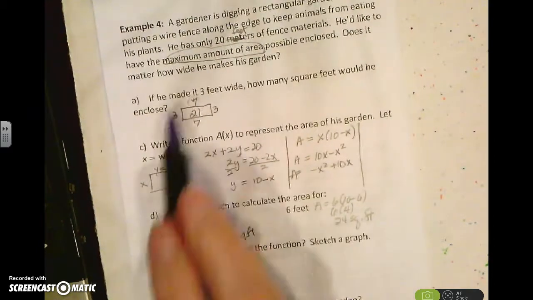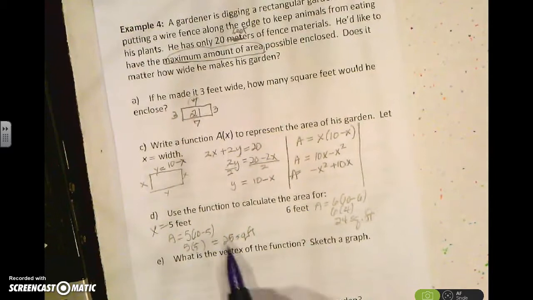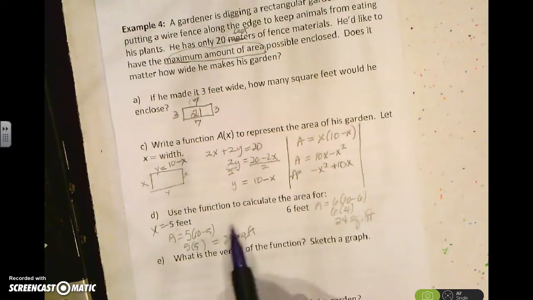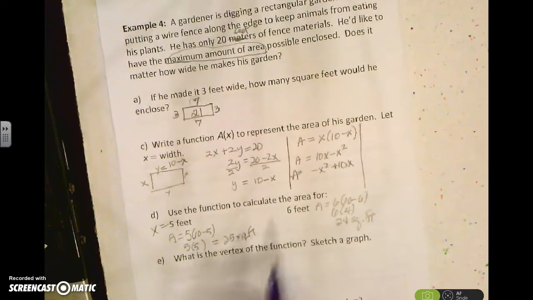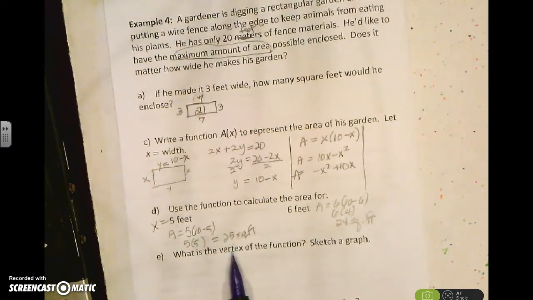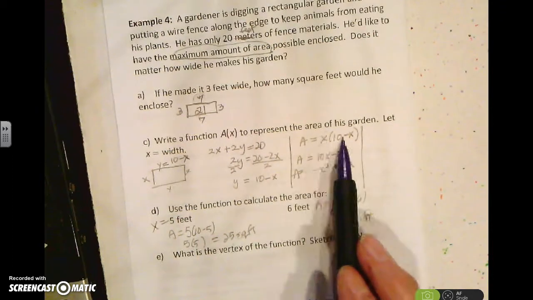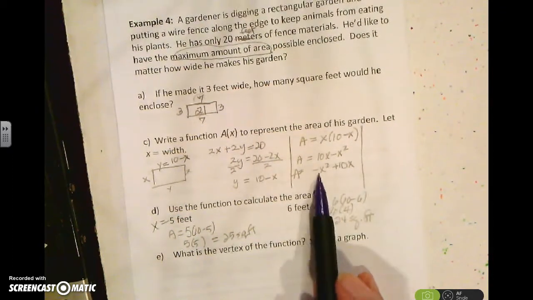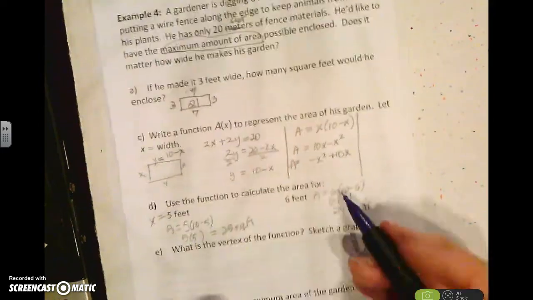So far we've done it for 3, we've done it for 5, we've done it for 6, and you can see at this point that 5 appears to be the largest area that we found. So is it the largest area? In order to prove it, we're going to have to find the vertex of this function. And again, you can choose to use the factored form, or you can choose to use the standard form. So let's use standard form.